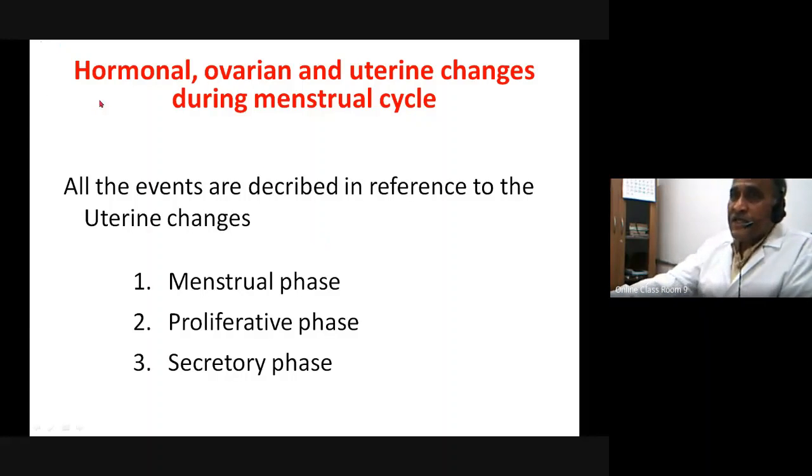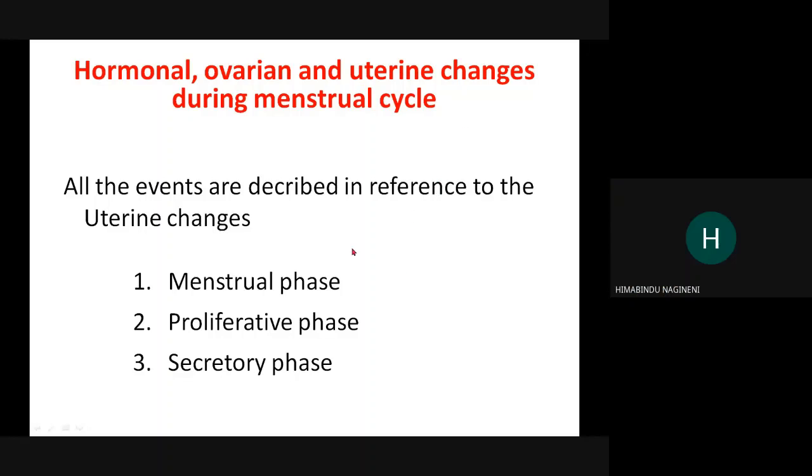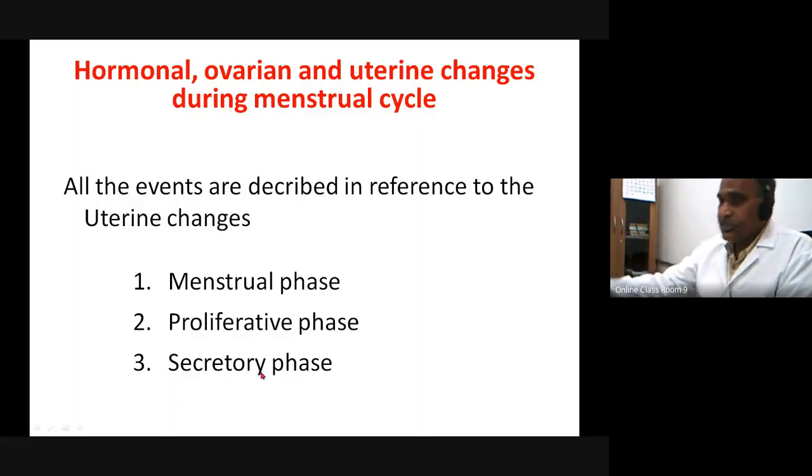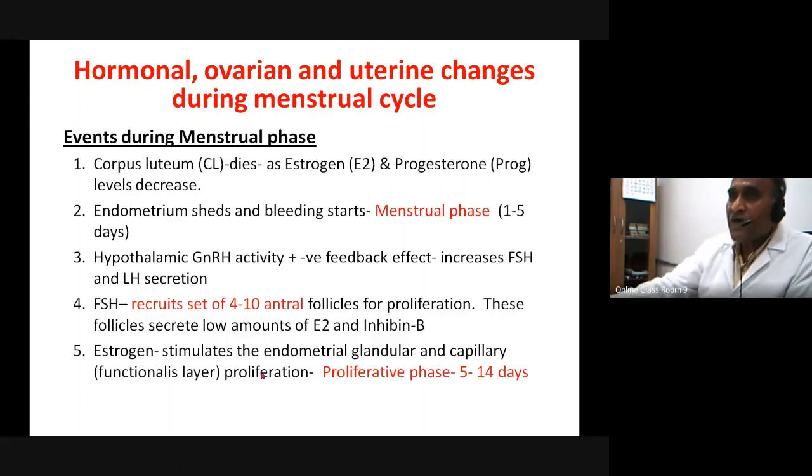So I have explained these changes, whatever I am trying to explain in the coming things. So all the events are described in reference to the uterine changes: the menstrual phase, the proliferative phase, and secretory phase. Now, I will just read out for you. I have about 16 events. Maybe that would be helpful to you.